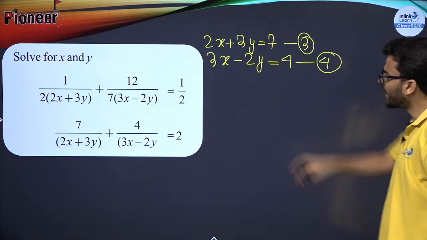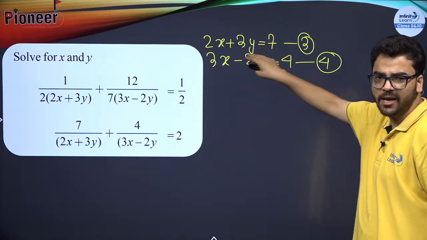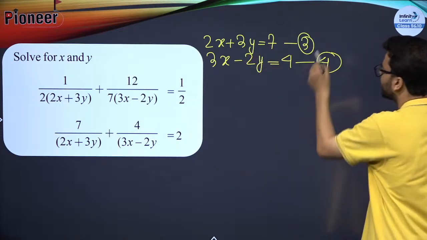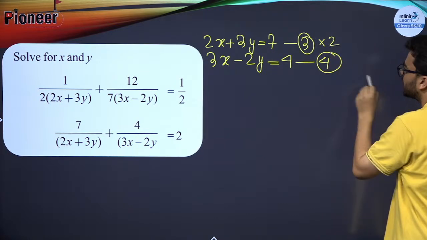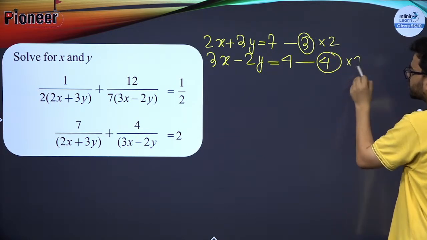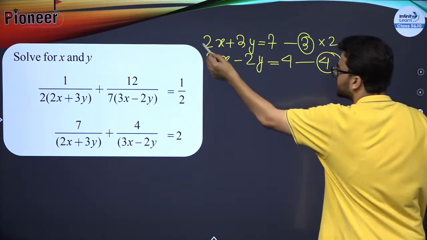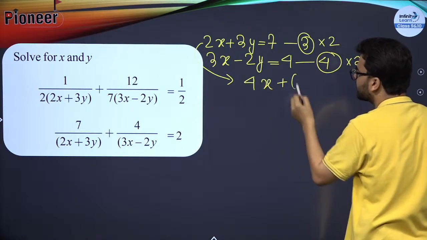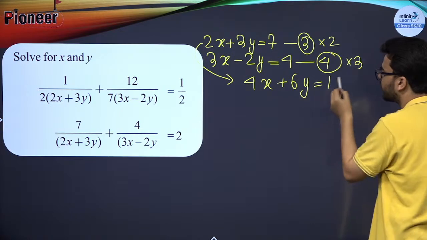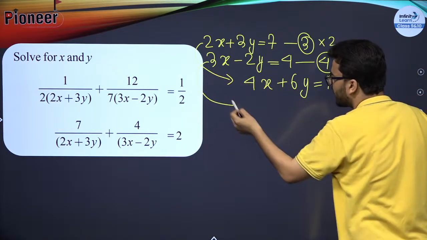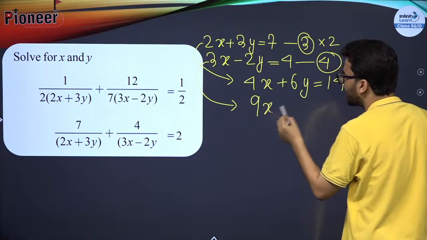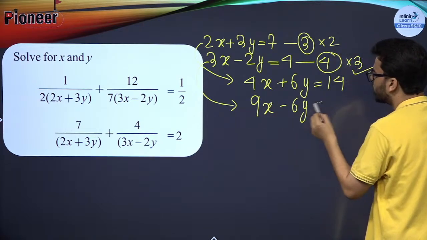So what I can do, can I think of eliminating the variable y over here, guys? So for that, I can multiply the third equation by 2 and the fourth equation by 3. So what will I get? Can I get 4x plus 6y, that is equal to 7 twos are 14. And over here, if I multiply this equation by 3, what will I get, guys? 9x minus 6y, that is equal to 12.